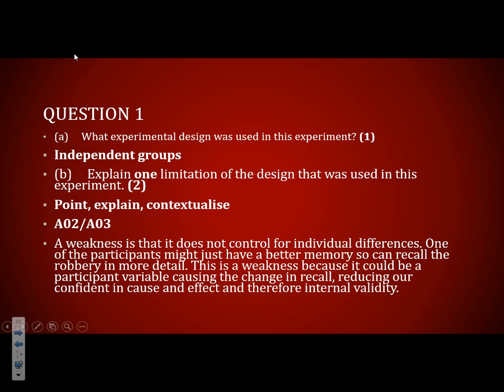So point, have you made your point? Have you said why? So if you had said what a weakness is, have you said why it's a weakness, and have you contextualised? Please underline the words related to the stimulus that you've used. If you've done all 3 of those things, 2 marks. If you haven't done contextualised, no marks. If you contextualised but you've only made a point, 1 mark.